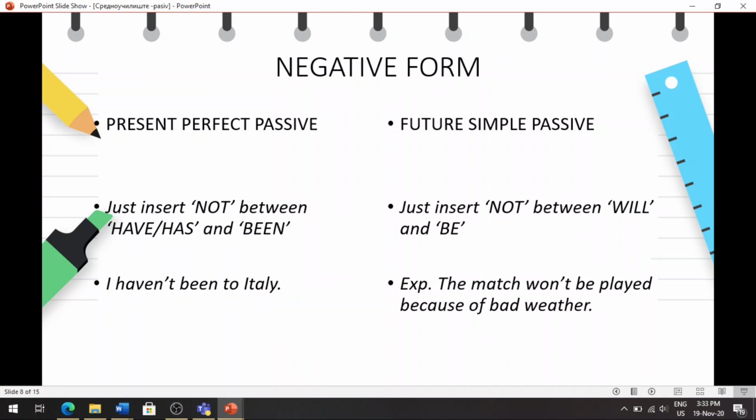The negative form is pretty much the same in both cases. In present perfect passive, we need to insert not between have or has and been. For example, I haven't been to Italy. And it's the same situation with future simple passive. We just need to insert not between will and be. For example, that match won't be played because of bad weather.